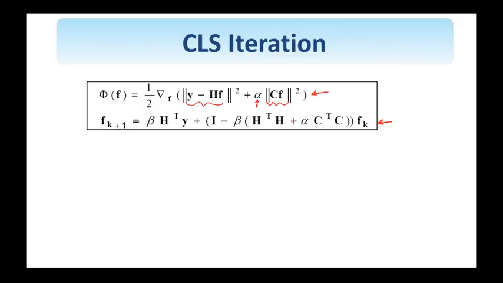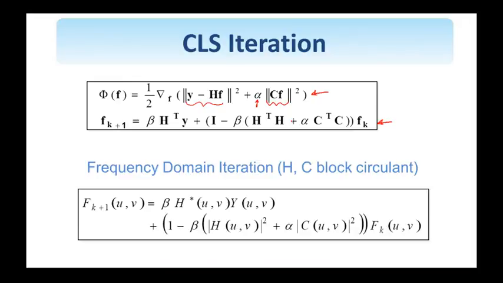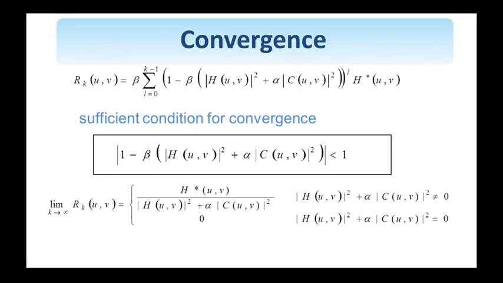When both H and C are block circulant, this iteration can be taken to the discrete frequency domain, and this is the resulting form. When alpha equals 0, then this iteration becomes the iteration of the least squares filter we had. As we know, the CLS becomes the LS filter. Here is the resulting convergence analysis in the discrete frequency domain. So the sufficient condition for convergence is shown here.